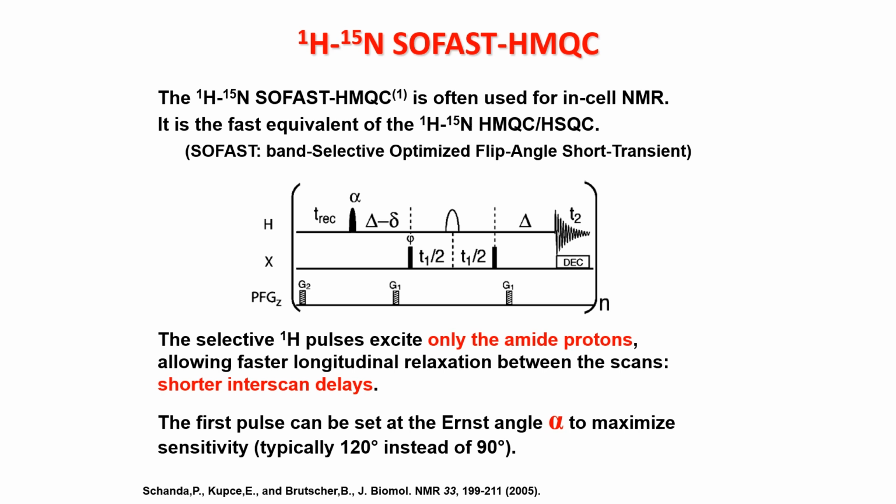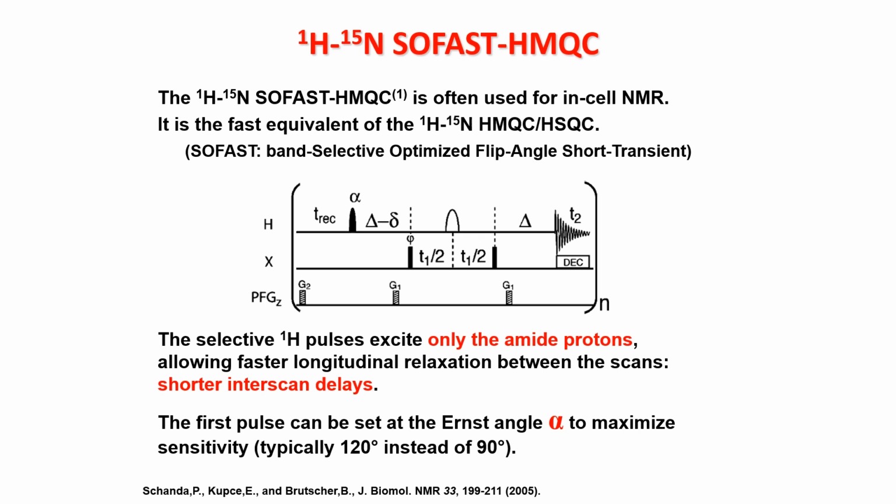Now we come to the 2D 1H-15N SOFAST HMQC. This is a proton-nitrogen correlation spectrum, which is the fast equivalent of the HSQC or HMQC that is normally used in vitro to observe a fingerprint of the protein backbone. The SOFAST, which stands for Band Selective Optimized Flip Angle Short Transient, is a scheme which exploits selective proton pulses to only excite the amide protons.